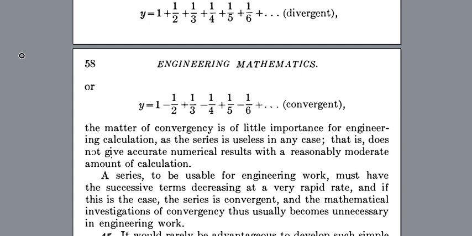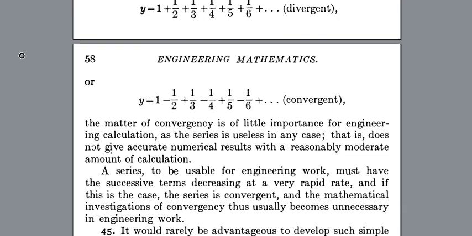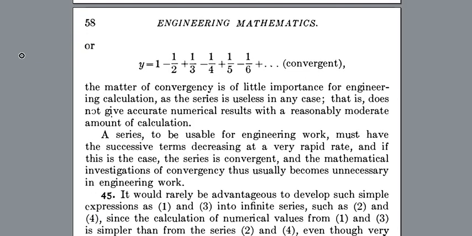The matter of convergency is of little importance for engineering calculation, as the series is useless in any case, that is, does not give accurate numerical results with a reasonably moderate amount of calculation. A series, to be usable for engineering work, must have the successive terms decreasing at a very rapid rate, and if this is the case, the series is convergent, and the mathematical investigations of convergency thus usually become unnecessary in engineering work.